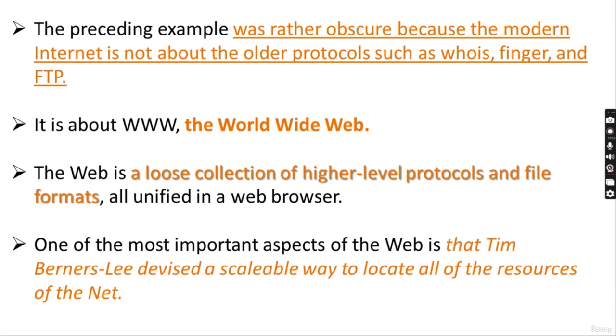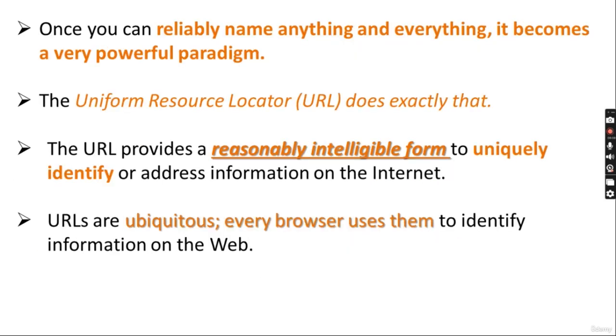So Tim Berners-Lee devised a scalable way, that is www, to locate all of the resources on the internet, or World Wide Web. And the web is a loose connection of higher level protocols and file formats. So all that you can see on a web browser, it can be Chrome, it can be Mozilla Firefox, or it can be anything.